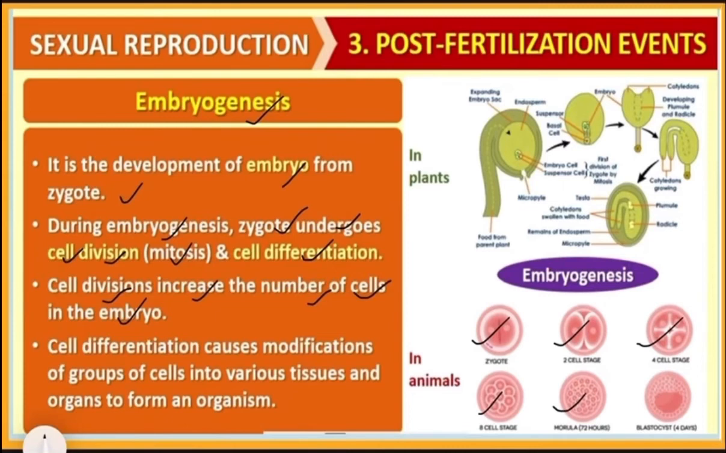After this, cell differentiation takes place. It causes modifications of groups of cells into various tissues and organs to form an organism. So, in these cells, differentiation takes place. Different cells start forming different tissues, different organs, and ultimately they form an organism.